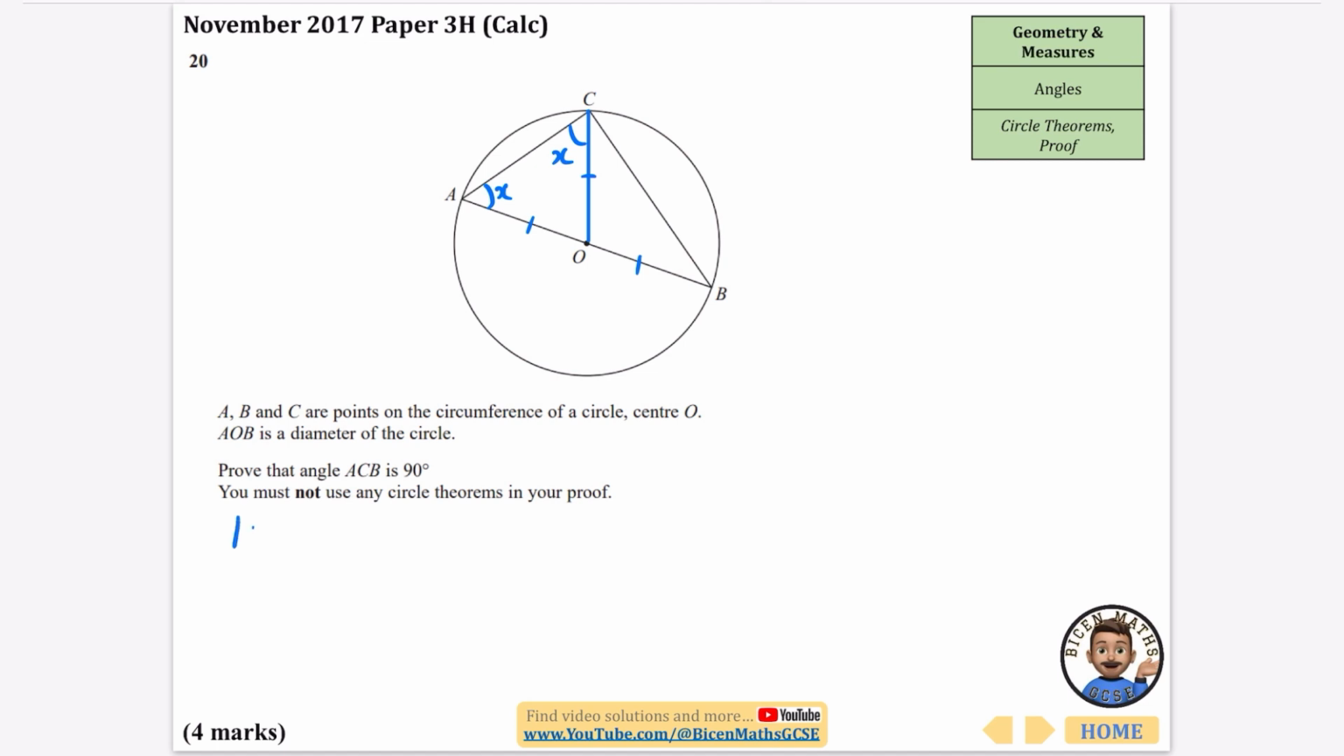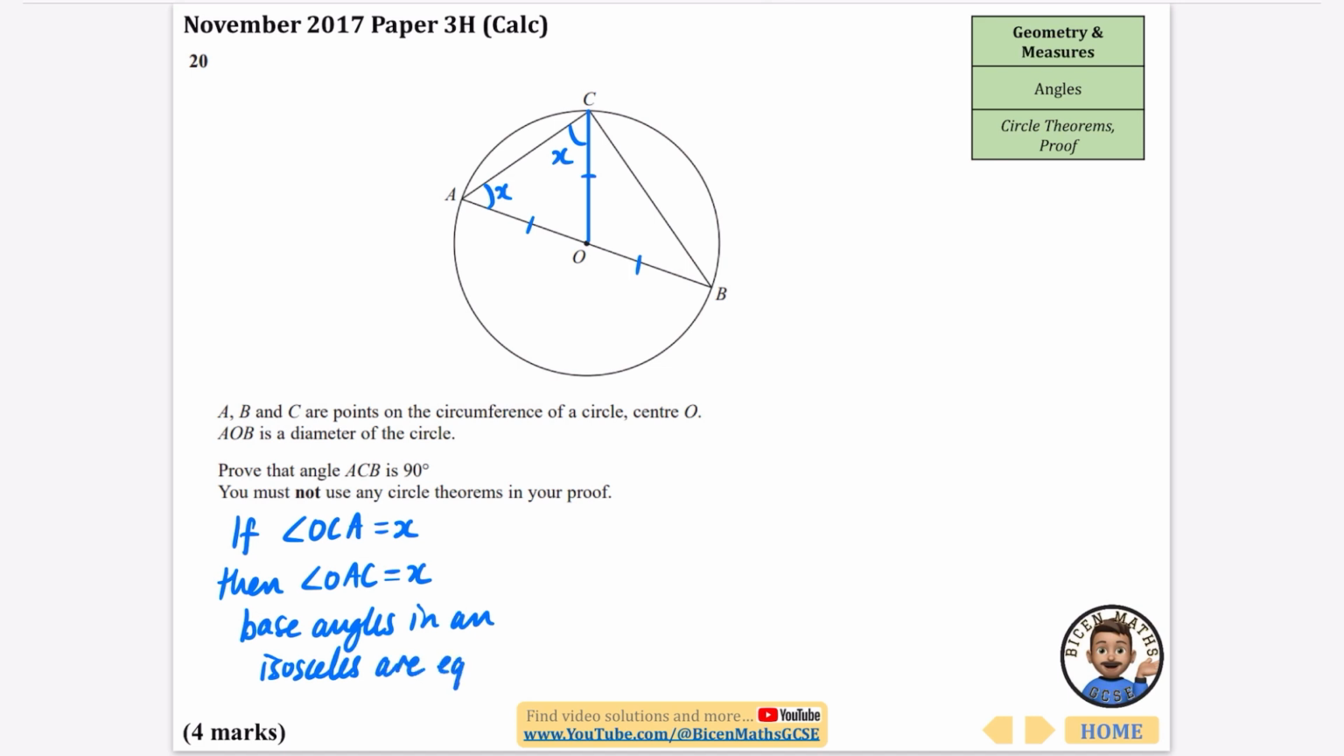I'm going to say if angle OCA equals x, then I'm going to write down that angle OAC equals x, and the reason is because of the base angles in an isosceles triangle. Base angles in an isosceles are equal.